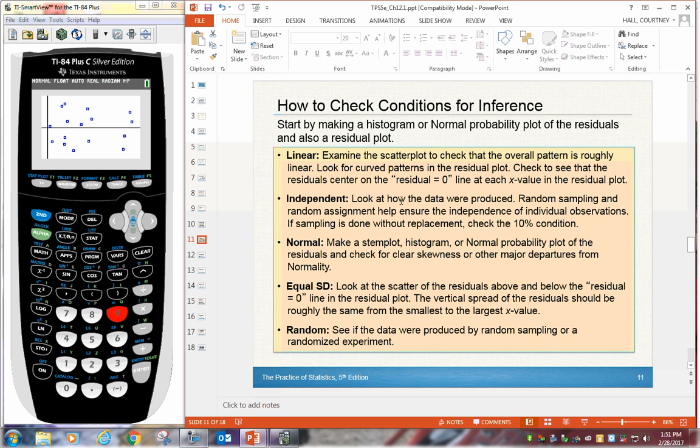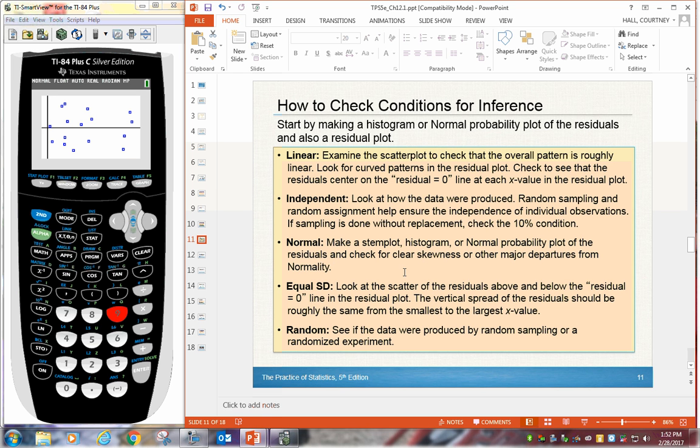For independent, we want to look at how the data were produced. Random sampling and random assignment help ensure the independence of individual observations. If sampling is done without replacement, then you need to check the 10% condition. Okay, so we want to say independent samples, and then you also want to say that the 10% rule is met. So for the example that we did, you have 16 different trucks, I believe it was, Ford F-150s, and you would say, oh, we assume that there's more than 160 Ford F-150s in the population or whatever to make sure the 10% rule is met.